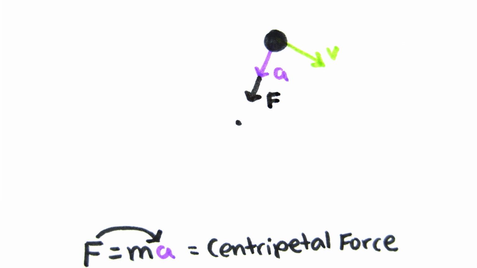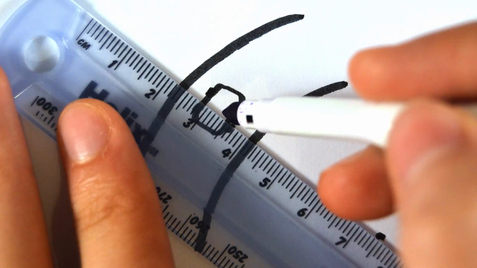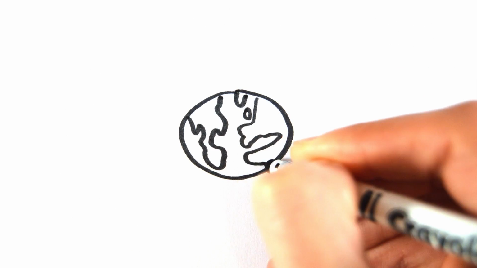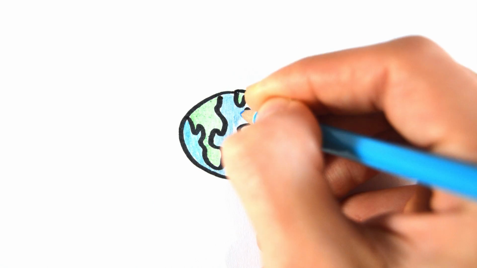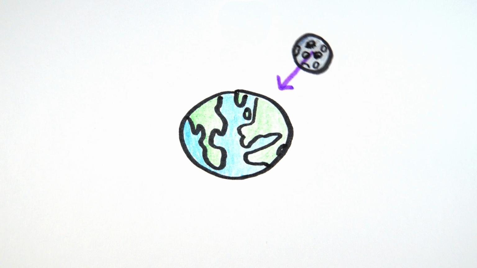A car going around a bend is an example of circular motion. The friction between the car's tyres and the road produces a centripetal force. Without the friction, the car would fly off at a tangent. Another example of circular motion is how the moon orbits the Earth. The gravitational attraction between the moon and the Earth is the centripetal force.